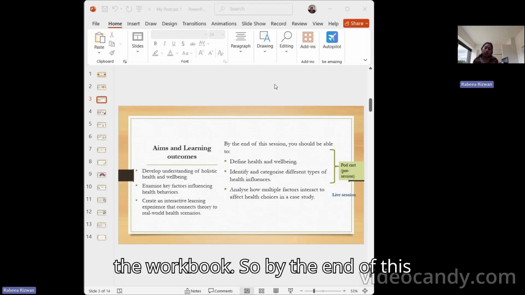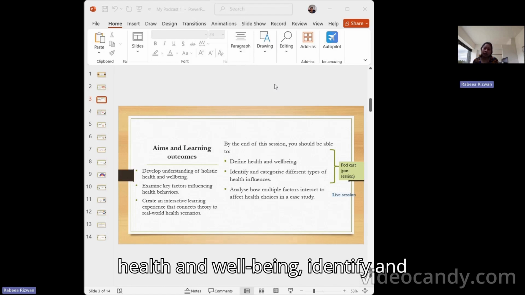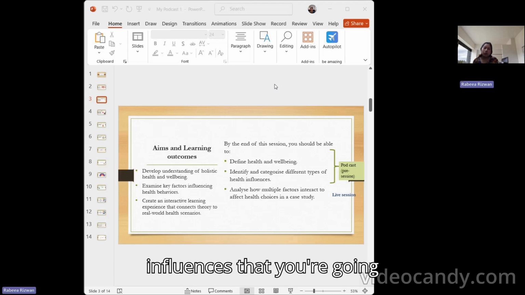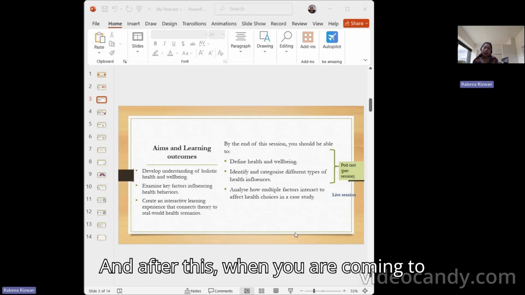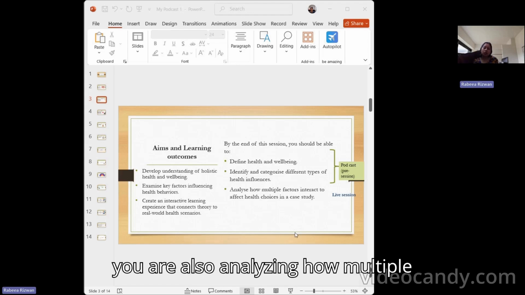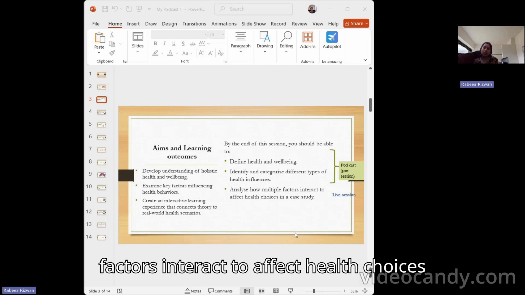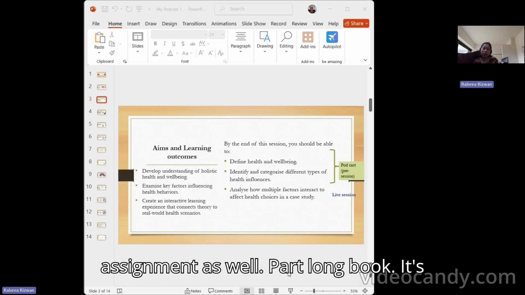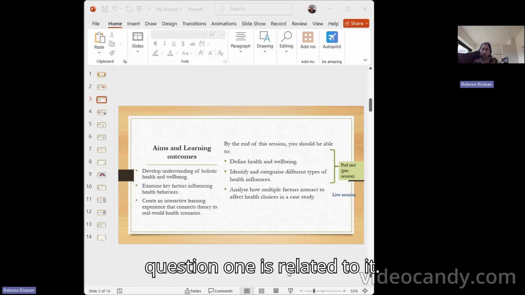So by the end of this session, you should be able to define health and well-being, and identify and categorize different types of health influences that you are going to cover in this podcast today. And after this, when you are coming to the campus to attend the live session, you will also analyze how multiple factors interact to affect health choices in a case study. So please listen carefully as you are applying this knowledge in your assignment as well. Part one of the workbook, its question one is related to it.